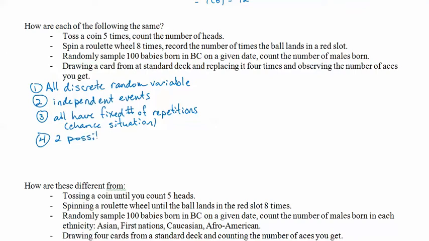2 possible outcomes in each case. Okay. So we'll go over this again on the next page, but to summarize, these are all what we call binary settings. Binomial settings.